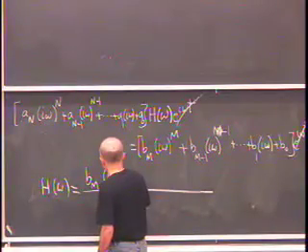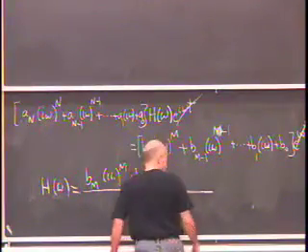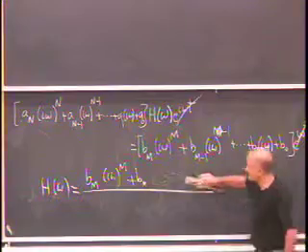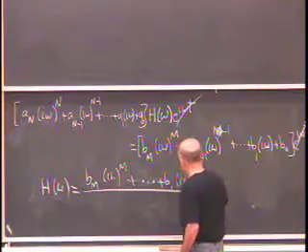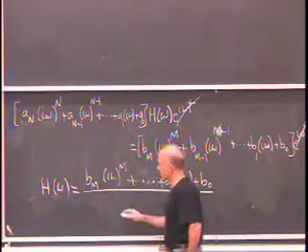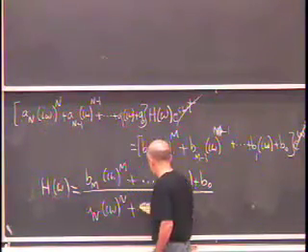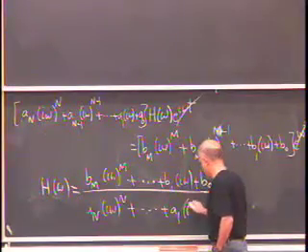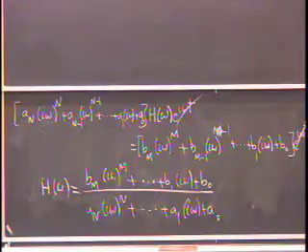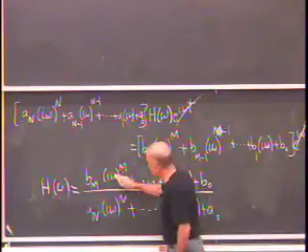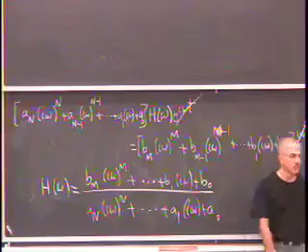Bm I omega to the m plus, dot, dot, dot, plus b1 I omega plus b naught. And in the denominator you have an I omega to the n plus... See? So we have a polynomial in terms of I omega in the numerator and a polynomial in terms of I omega in the denominator.